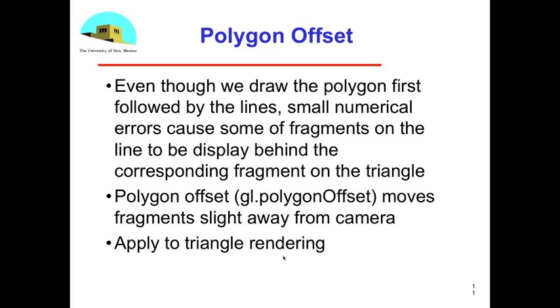And if I apply it now when I render these triangles, it's pushing the triangles slightly back as they're being rendered. So now when I draw the polygons first and the lines second, the polygons are a little bit behind the lines, and it should display nicely, and in fact it does.